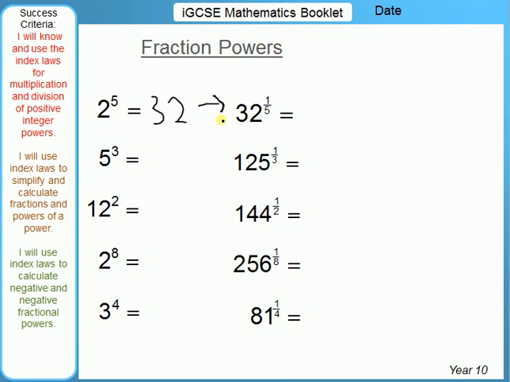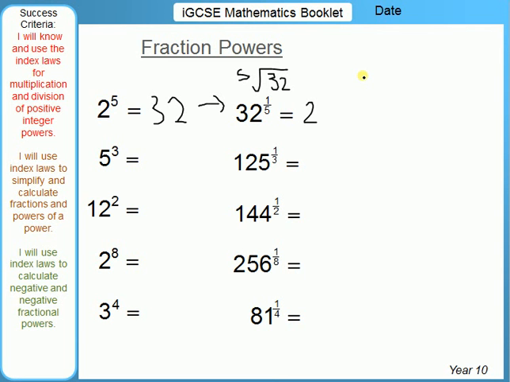So this means that 32 to the power of 1/5 is 2. So if we have a fractional power, it's working backwards from the power. Another way we can write this is the quintic root of 32, which if you check on your calculator is the same as 2.